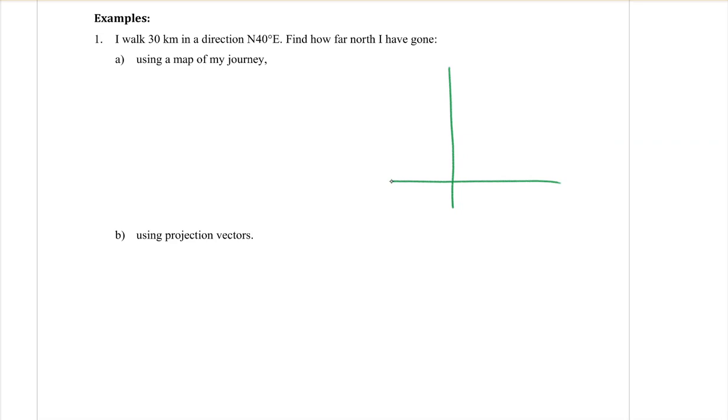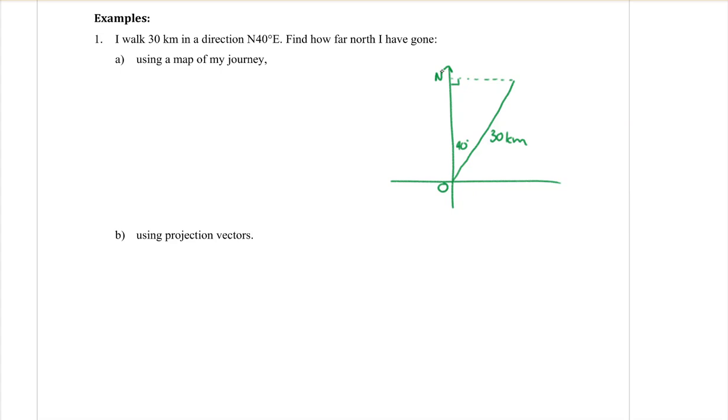I am traveling north, so that's my north line there. North 40 degrees towards the east, so there'd be a 40-degree angle in there heading towards the east, for a distance of 30 kilometers. I want to find how far north I have gone, so I'm going to draw a dotted line across to the north and find the length of, I might call this O, so I can make that the length ON.